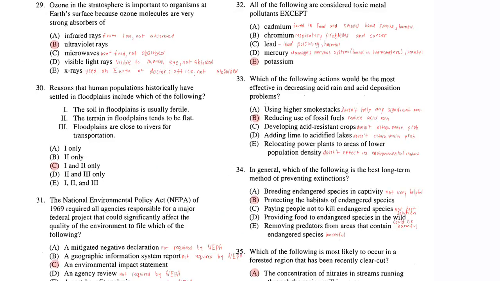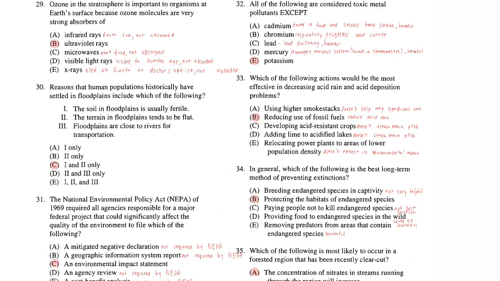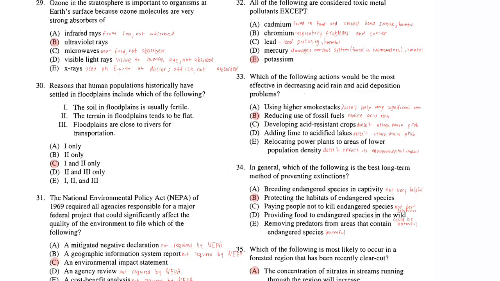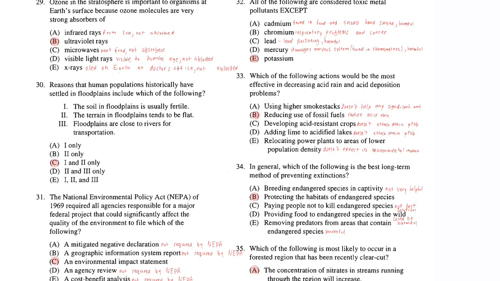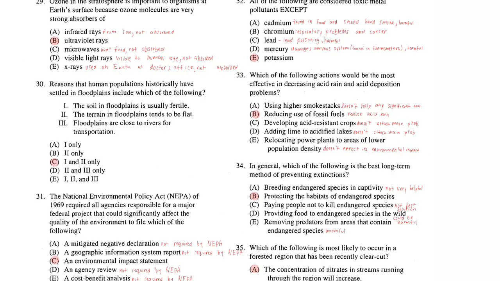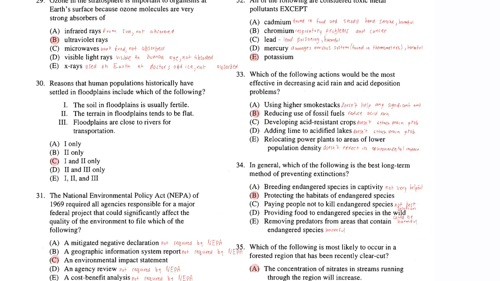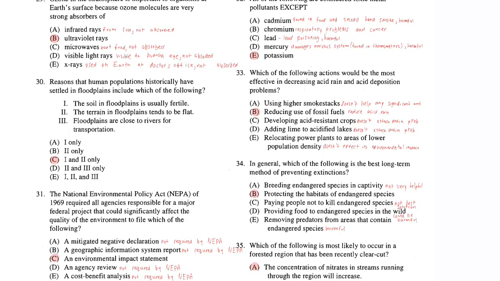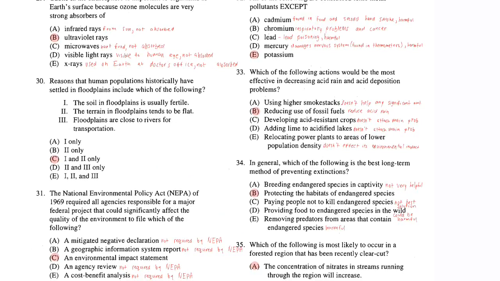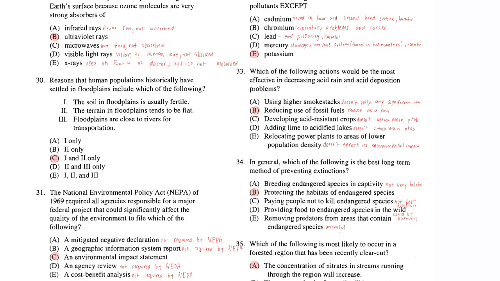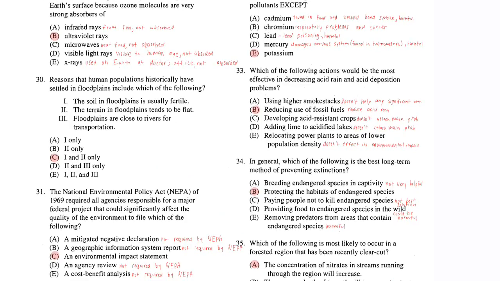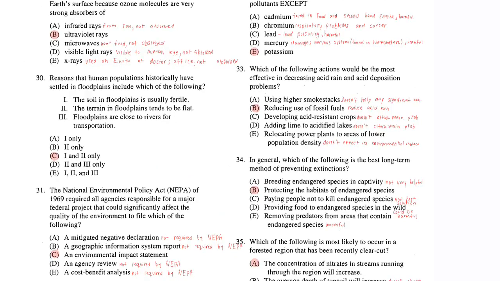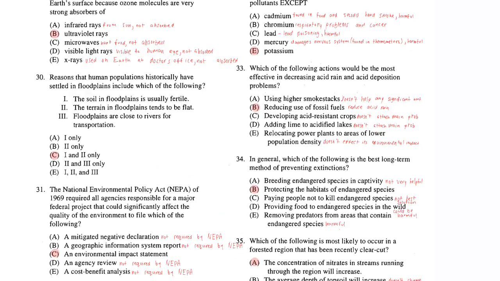Number 29, ozone in the stratosphere is important to organisms at Earth's surface because ozone molecules are very strong absorbers of. The answer choice would be B, ultraviolet rays. Infrared rays come from the sun and are not absorbed. Microwaves heat food and are not absorbed. Visible light rays are visible to the human eye and not absorbed. X-rays are used on Earth at doctors' offices and are not absorbed.